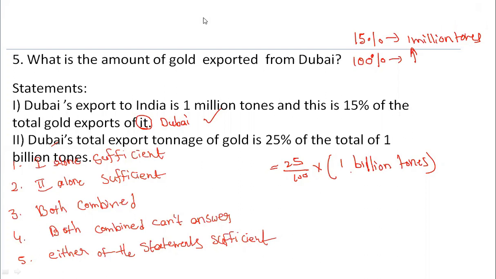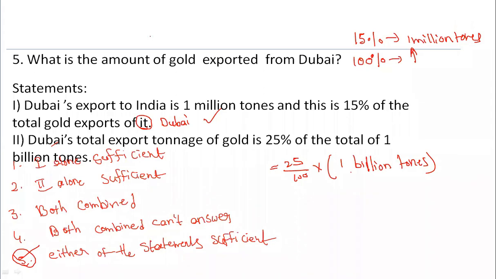And the second statement alone also lets you answer the question about the total gold exports of Dubai. That means you can answer the question with the first statement alone and with the second statement alone. The answer option is option 5: either of the statements is sufficient. What is the meaning of either of the statements is sufficient, guys? You can answer with the first statement alone and you can answer with the second statement alone. That is the reason we say either of the statements is sufficient to answer the question.